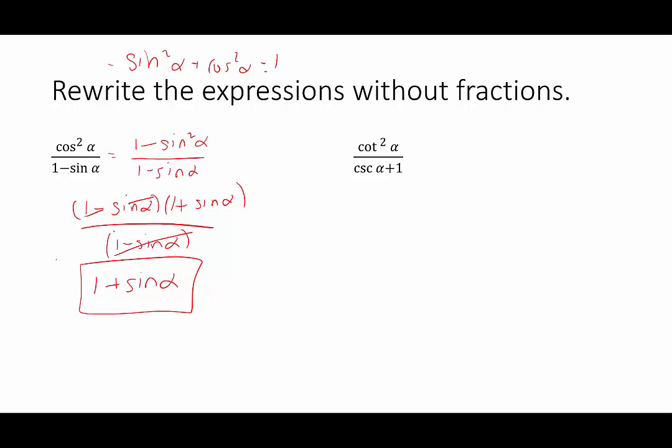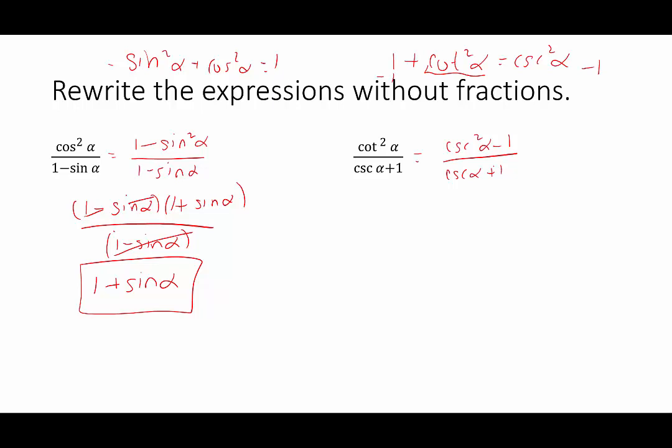Cotangent squared, how can we rewrite cotangent squared? So the identity that we know and love is 1 plus cotangent squared alpha is equal to cosecant squared alpha. So what I could do is subtract 1 from both sides, and then that would be something set equal to cotangent squared alpha that's related to cosecant squared alpha. So I like that. So I'm going to rewrite this as cosecant squared alpha minus 1 over cosecant alpha plus 1. What do you notice about that numerator?